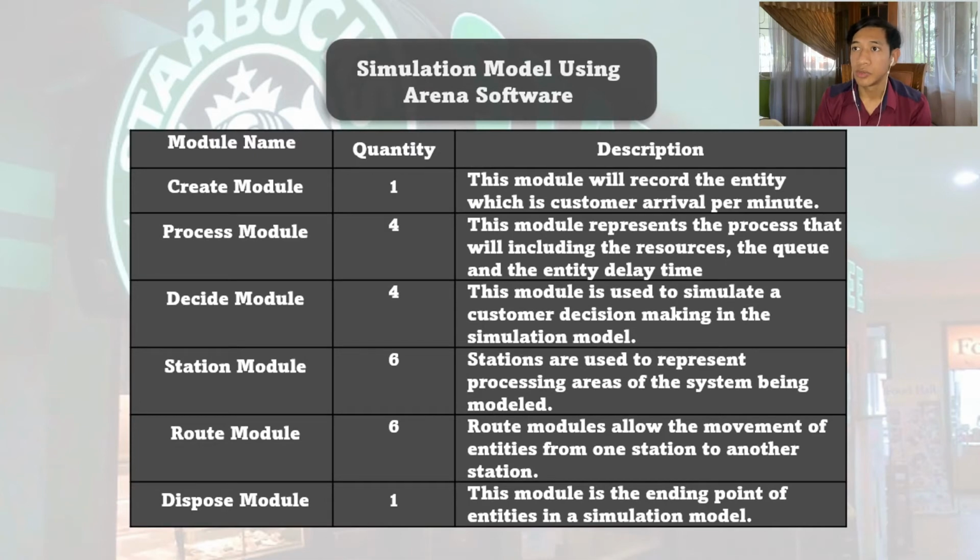There are 6 different modules that we will use in this study. The 6 are create, process, decide, station, route and dispose. Each of these modules has its description beside it in order to give the audience information about the function of each module.